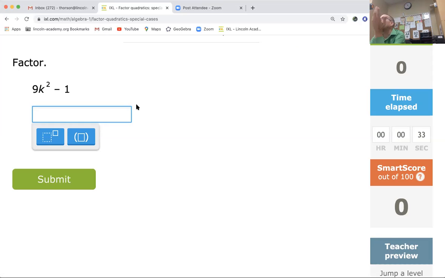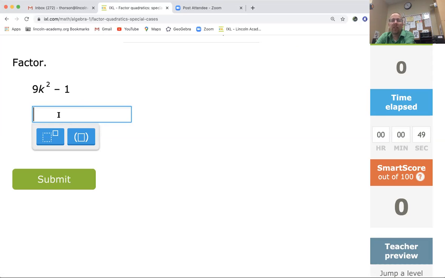They're like 9. What's the square root of 9? 3. What's the square root of 1? 1. This is called the difference of two squares. Since it's the difference of two squares, the middle term is 0.